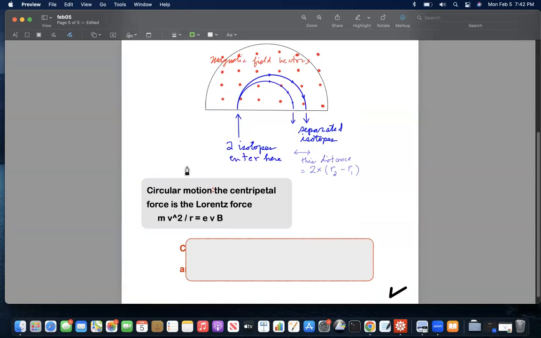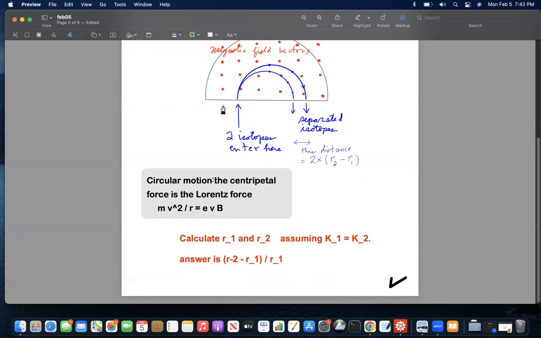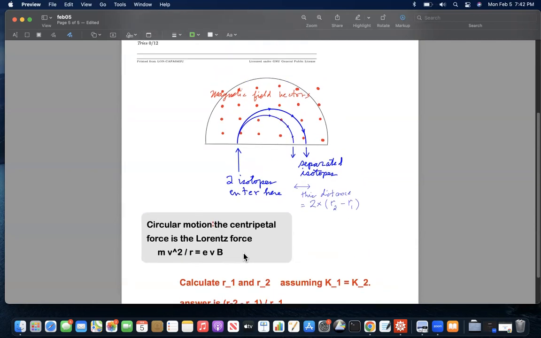So the basic equation is Newton's second law. The mass times the acceleration is the force. Mass is the mass of the isotope. Acceleration is v squared over r. That's the centripetal acceleration for circular motion. And the force is qvB. So you can calculate R1 and R2 for the two different isotopes.